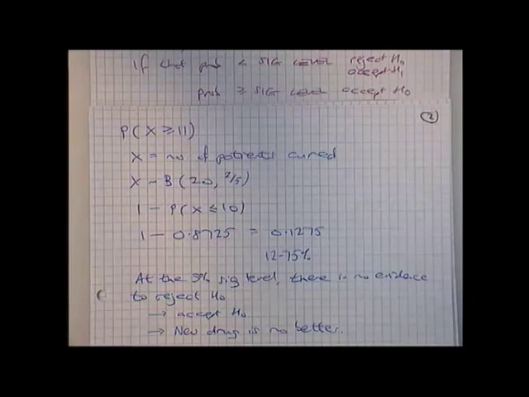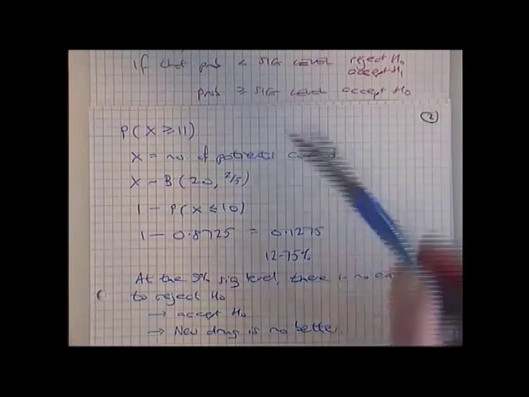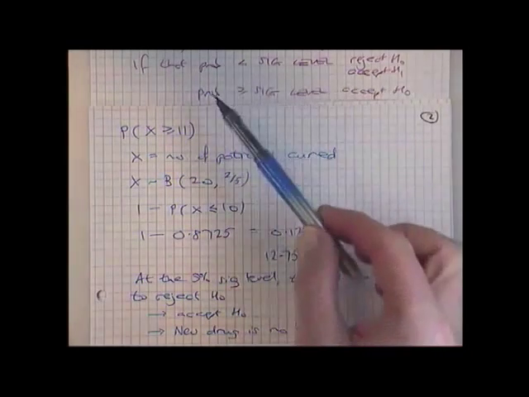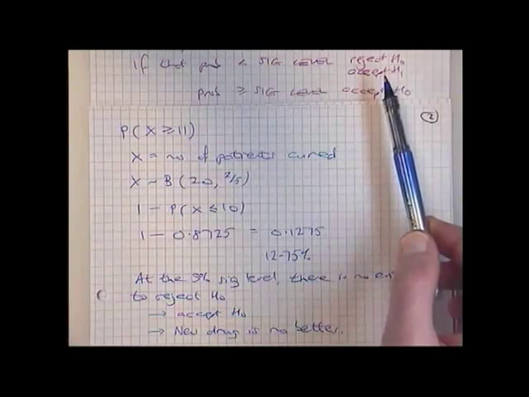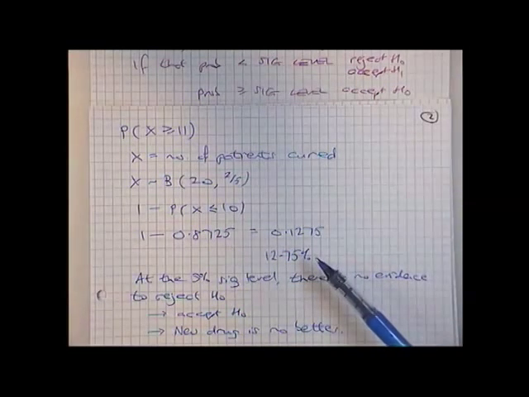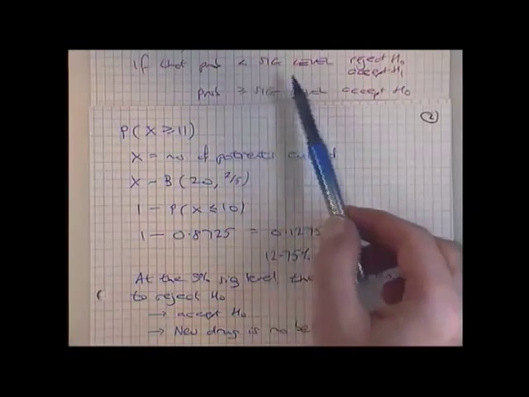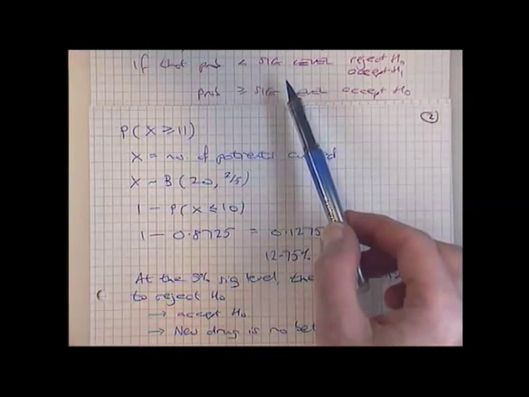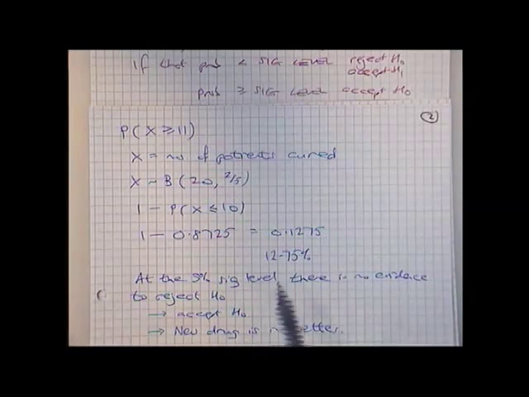Why did you accept H0? We accept H0 because of what we wrote down here. We only accept H1 if this probability here is smaller than the significance level that we are using. Because it's only if that probability is smaller than that that we say, well, the chances of it happening through the old drug is very, very small.